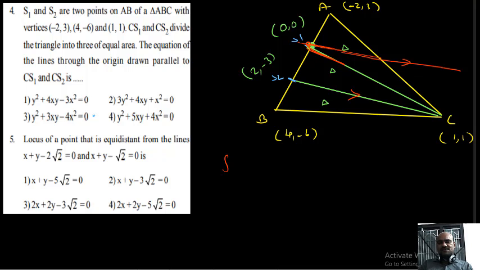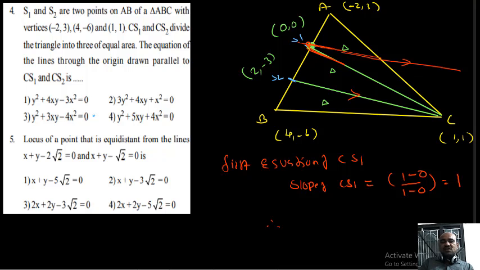Okay, first the equation of CS1. It is passing through origin, so it should have the form y equal to mx. So it is enough to find its slope. Slope of CS1 equals 1 minus 0 by 1 minus 0, that is equal to 1. Therefore the equation of CS1 is y equal to x. This is one of the required lines. So I will write here y equal to x.